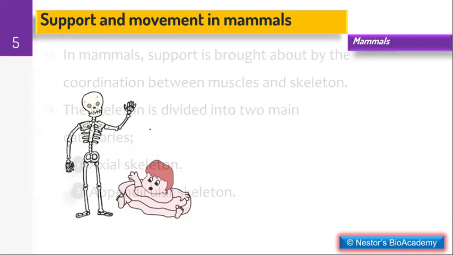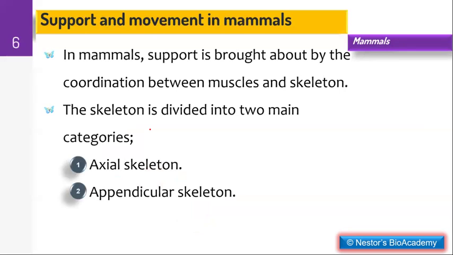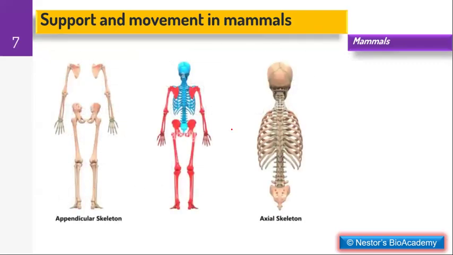Now, in mammals, support is always brought about by the coordination between muscles and skeleton. And the skeleton is always divided into two main categories. We have what we refer to as the axial skeleton, and we have the appendicular skeleton. What's the difference between these two? If we can have a look at this, this is what makes up the axial skeleton.